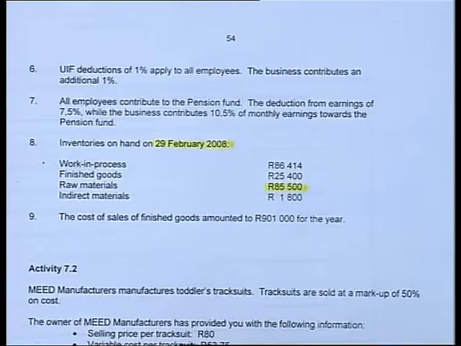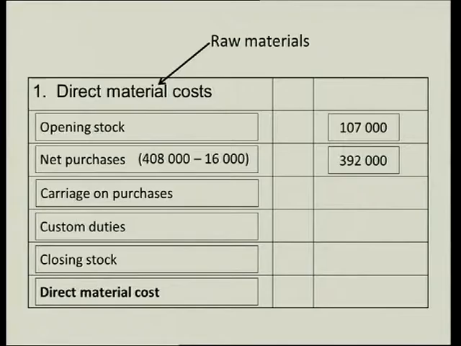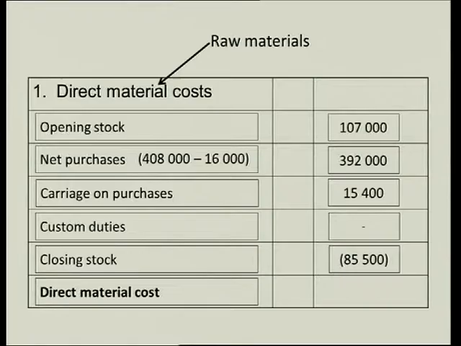So if we can just turn to the PowerPoint again, let's fill in the information. Remember I said there's opening stock, 107,000. I found that with opening stock. There's my net purchases, 408,000 minus 16,000. And yes, it is 392,000. Thank you, Bongeka. Carriage on purchases, I put in. There's no custom duty. I minus my closing stock, and let's see, Sianda and Tina both got 428,900. Well done. They seldom give you the wording for the notes, so you really have to memorize the notes.